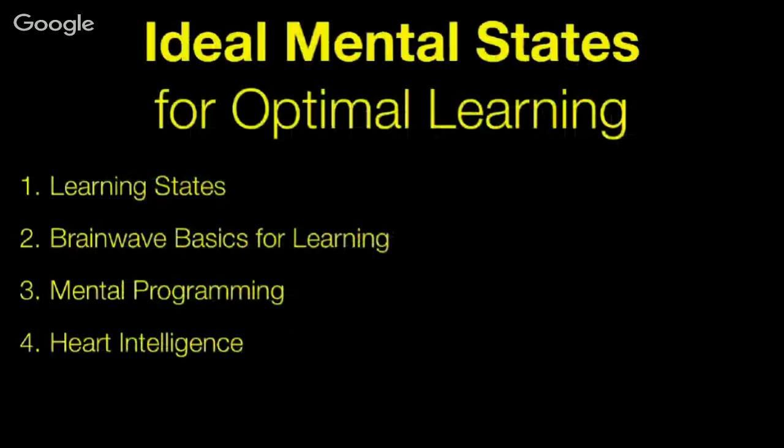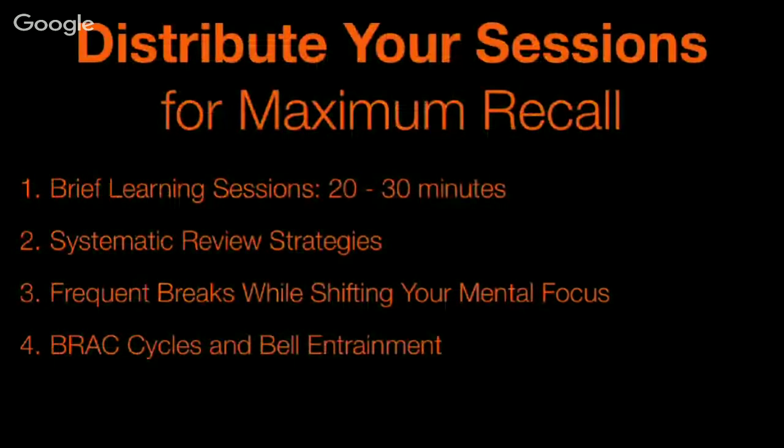We looked at the ideal mental states for learning, some of the brain waves that are ideal for learning. We went through a mental programming exercise, and I told you a little bit about heart intelligence and how heart coherence is good for brain coherence. Then, once we do some of those memory techniques, we'll start into a new topic entirely, which is how to distribute your learning sessions over time, and what the ideal learning times, breaks, and review strategies are.